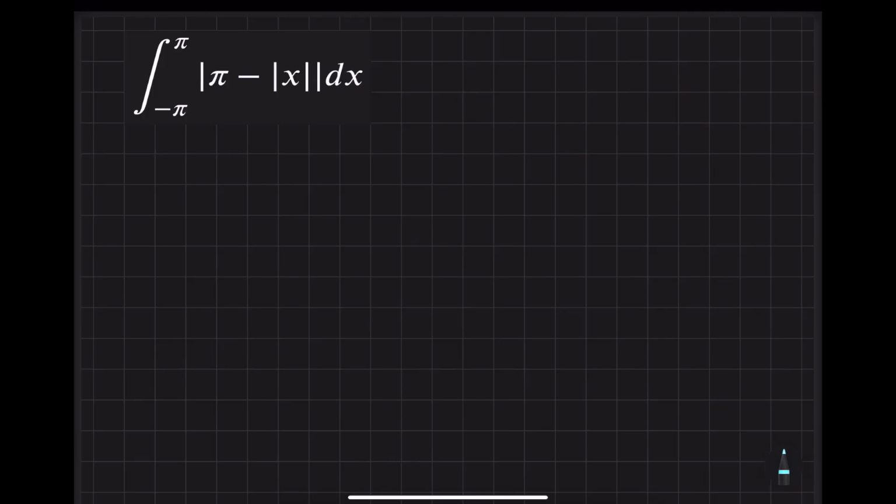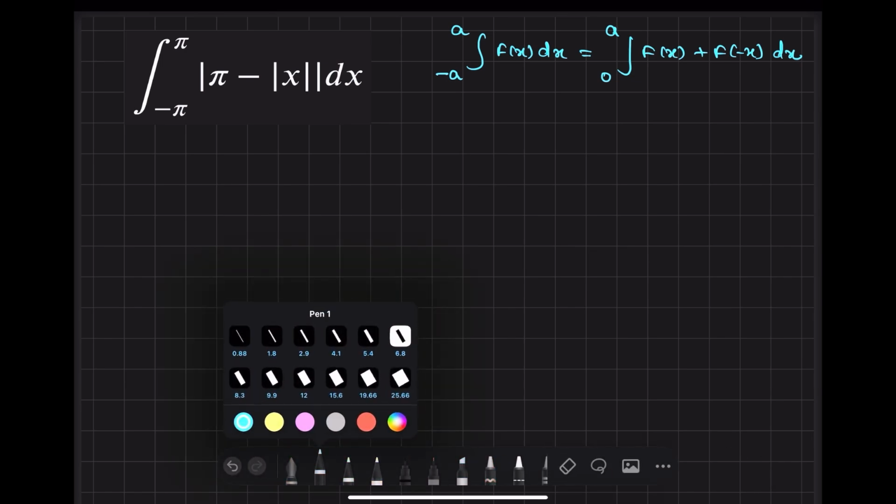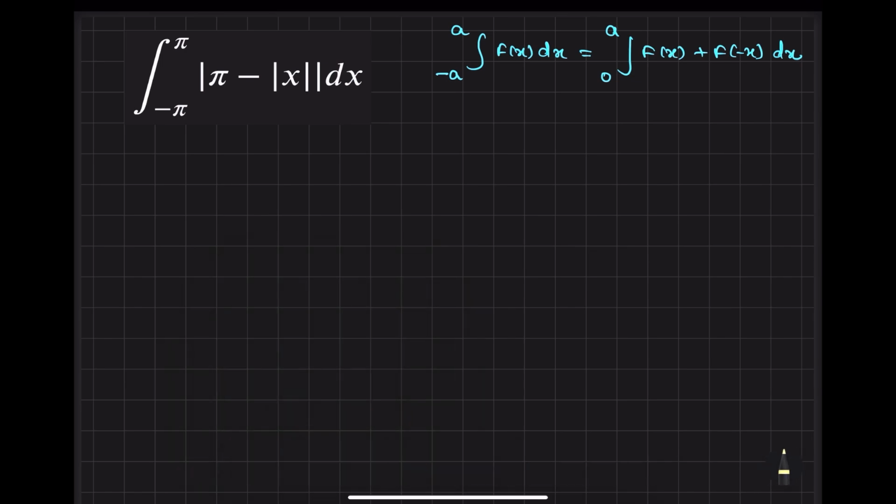Okay, so we got this situation to handle. We have to integrate from minus pi to pi. You know that a question that belongs to this category, integral from minus a to a of f(x) dx, can be written as the integral from 0 to a of f(x) plus f(minus x) dx. So this property you have to apply over here. Whenever you see minus a to a, just apply this property without thinking about anything else.